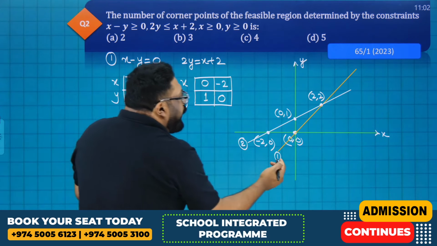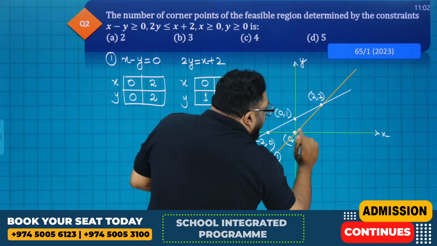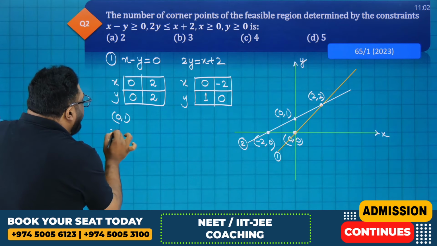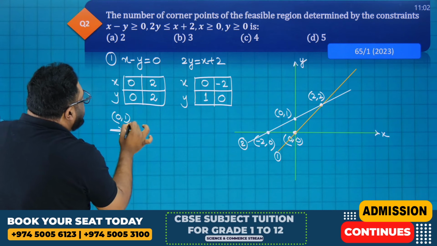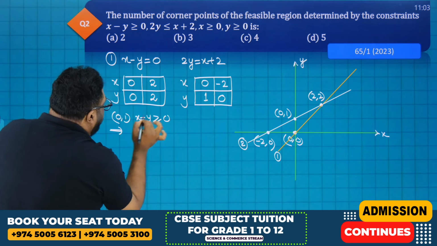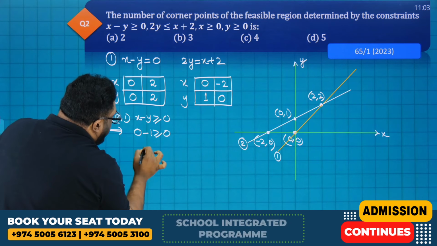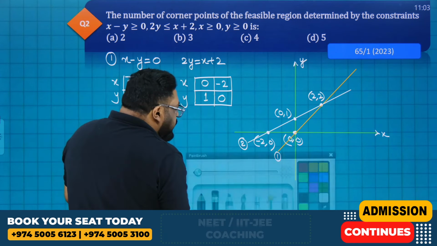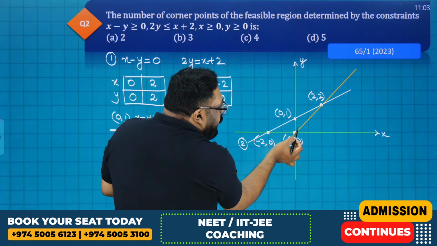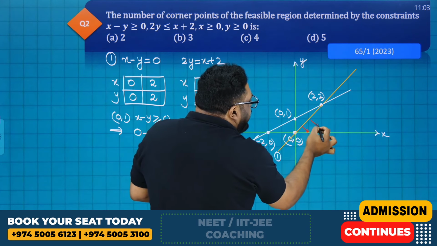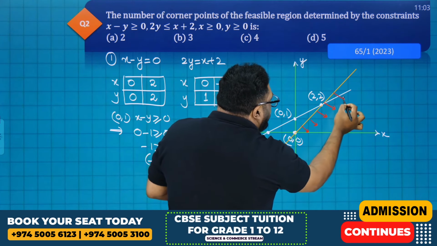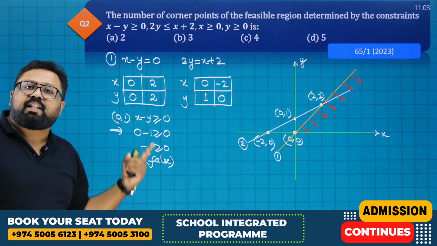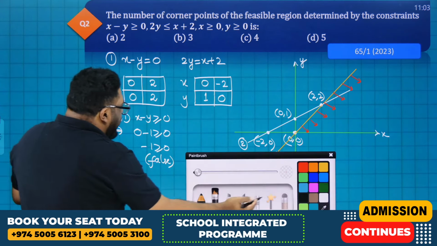For that, we will test any point in that half plane. For this line, I will use the point 0 comma 1. When I use it, I will get the inequality x minus y greater than or equal to 0, so 0 minus 1 greater than or equal to 0. This is a false point. So 0 comma 1 is a false point for the yellow line, so we have to shade below the yellow line. I hope everybody understood why I'm shading below the yellow line, because 0 comma 1 is a false point for the yellow line. Now let's go for the white line, my dears.